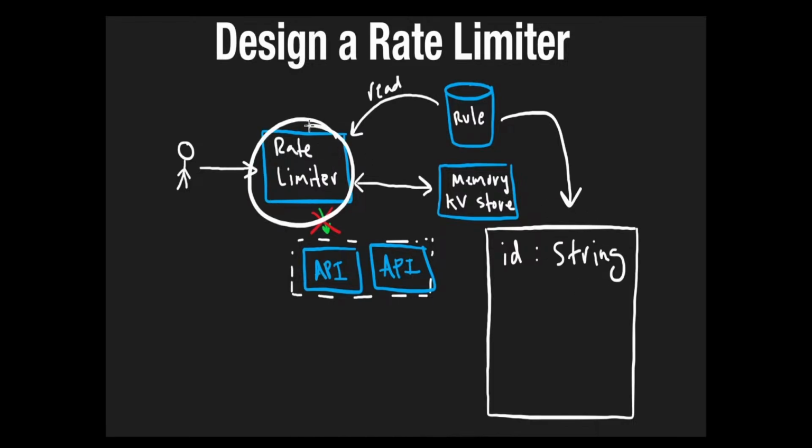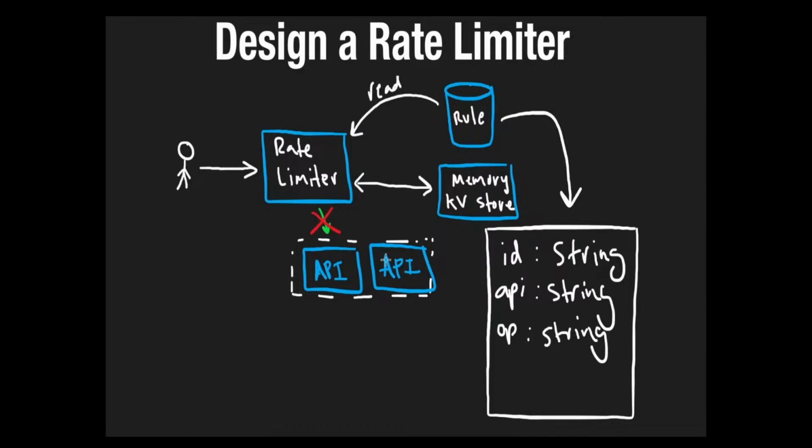The rate limiter might also need to know which API it should forward the request to. So maybe some type of way to identify which API this rule corresponds to, and also maybe which type of operation, I'm just using OP for short, but what type of endpoint or operation are we going to hit on that API? Are we going to upload a video? Are we going to comment? Are we going to do something else?